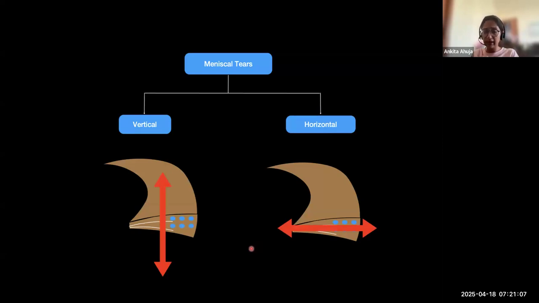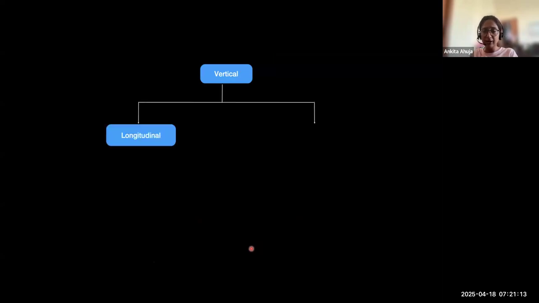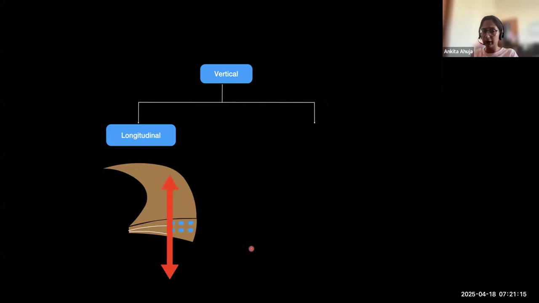But life cannot be that simple. Anybody can say that, so we have to be smarter. When it is cutting vertically, it can be of two types: longitudinal and radial. And this is very important to understand. So, hands up again.